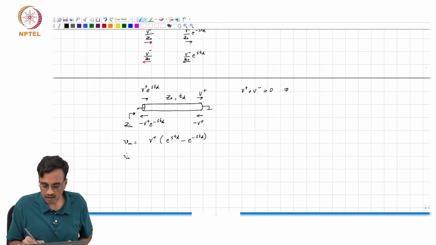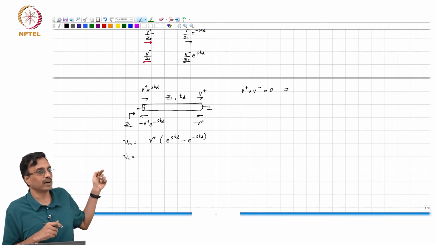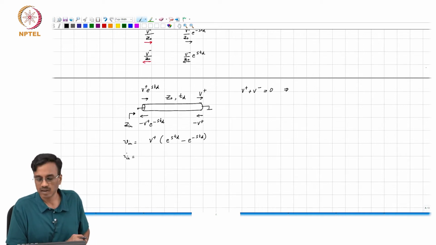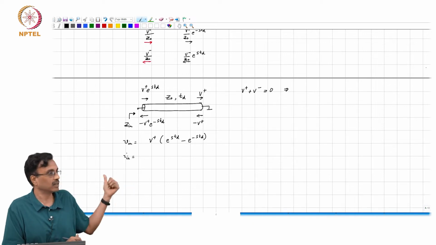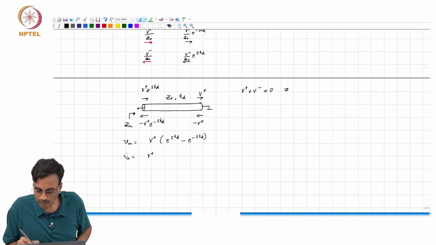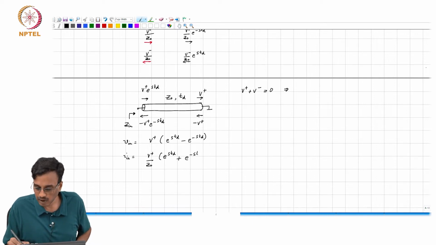And what is the total current? The forward wave is associated with the current going into the line, which is V plus e to the s Td by Z naught, and the backward wave is associated with the current which is flowing in this direction. So the total current is simply the forward current minus the backward current. So that's basically V plus by Z naught times e to the s times Td plus e to the minus s times Td.